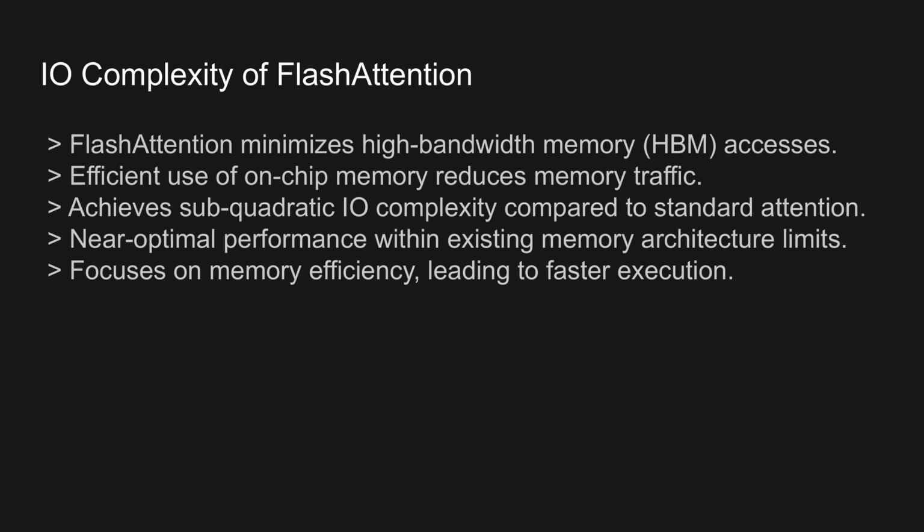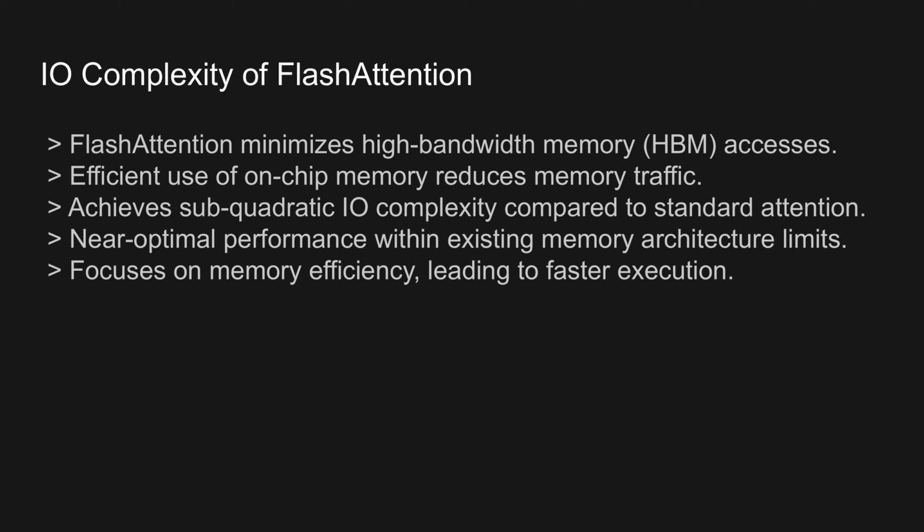All right, transitioning into the analysis of I/O complexity for FlashAttention, this section emphasizes how the algorithm optimizes memory access, specifically by reducing the number of high bandwidth memory, HBM, accesses compared to standard attention. So, the main focus here is on how FlashAttention minimizes memory reads and writes, which is crucial for faster execution. Exactly. The analysis shows that FlashAttention achieves significantly fewer HBM accesses due to its efficient use of on-chip memory, primarily through the tiling strategy we discussed earlier.